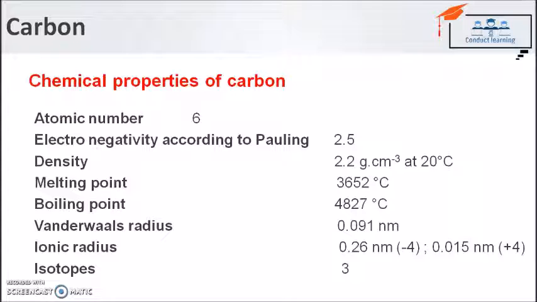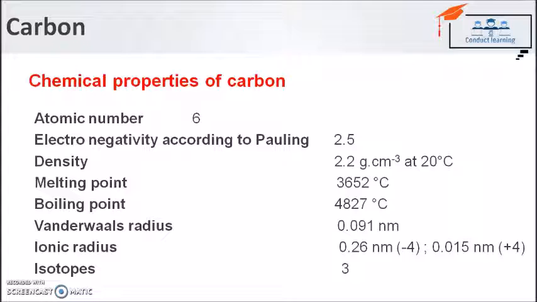First of all, the atomic number of carbon is 6. That means the electron configuration of carbon is 2 and 4 only. The K shell has 2 electrons and the L shell has 4 electrons. The electronegativity of carbon is 2.5. Electronegativity defines that carbon can only take electrons but can't give them.